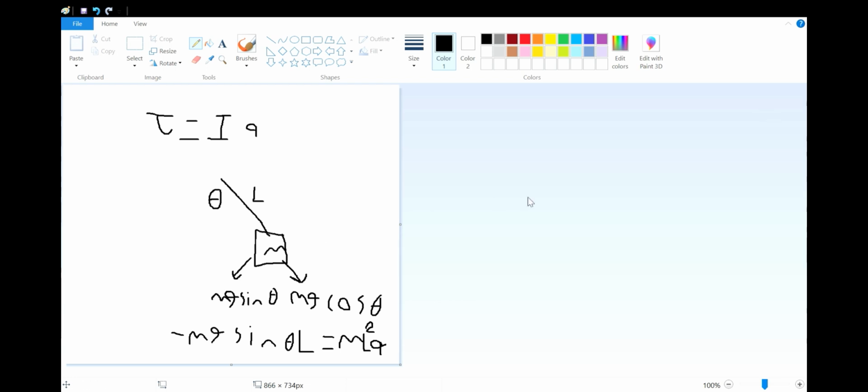Now that we have visualized and shown logically what the formula for torque as it applies to pendulums is, we can move on to rearranging and simplifying this equation.